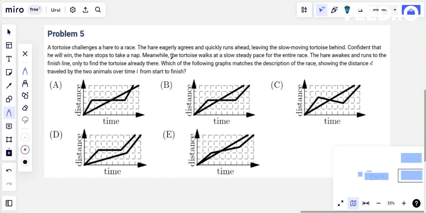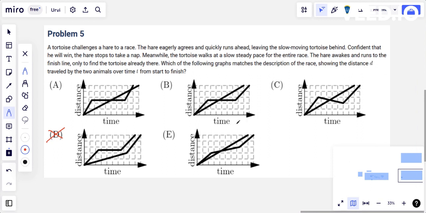So here it says that the tortoise goes at a slow, steady pace for the entire race. So it's the same pace. That means that right here, D, this is the tortoise, right? D is actually not a steady pace, because this is the hare, because it stopped and napped, right? But this is a tortoise and it's not going at a steady pace, it looks like. So D is not the right answer.